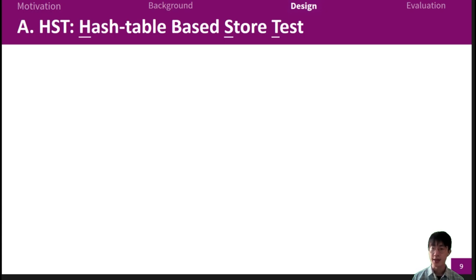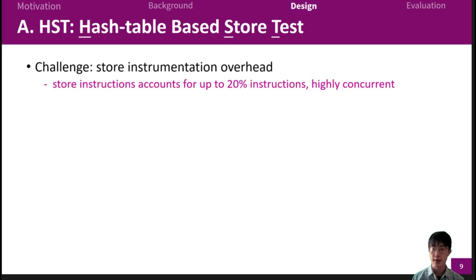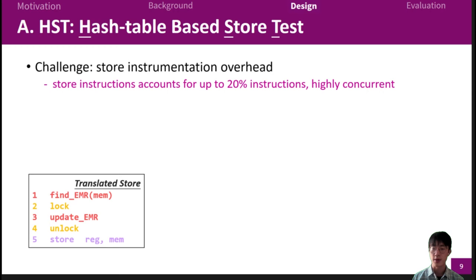The key idea is to instrument stores to add additional memory checking before memory access. Therefore, the challenge of such a solution is the store instrumentation overhead. We found that store instructions account for up to 20% of total executed instructions, and they are highly concurrent in multi-threaded programs. We did a simple experiment by implementing stores with the standard exclusive monitor semantics, which first finds the EMR and uses a lock to achieve the atomicity of updating EMR metadata.